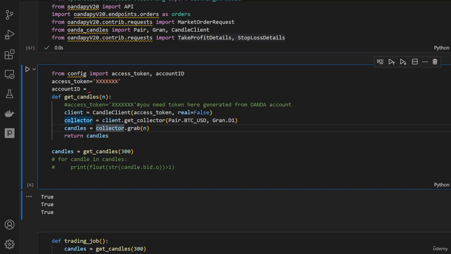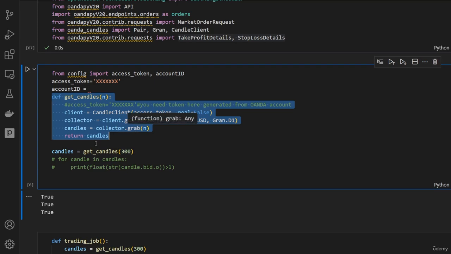So candles is equal to collector, whatever I have defined here, dot grab a certain number of candles. So 10 candles, 100 candles, and so on. This is going to grab or download the data for the most recent candles you're going to ask for. So if we asked for 10 candles, it's going to be the most recent 10 candles. In this case, since it's the daily time frame, it's going to be the last 10 days of candles. And then we return candles from this function. That's all. This function is just downloading the candles, accessing your account, accessing Oanda and the API, and getting you some candles. Now we can call the function get_candles.